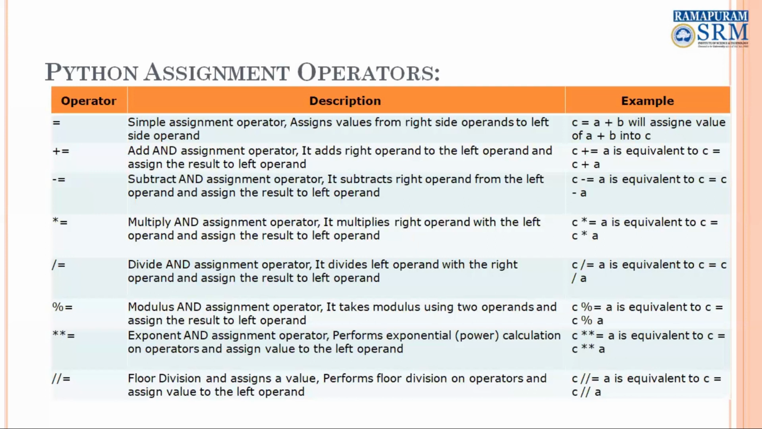Minus equal to is the same thing as C minus A. In short, you can write C minus equal to A. Asterisk and divide, all the basic arithmetic operations, can be done with the assignment operator.